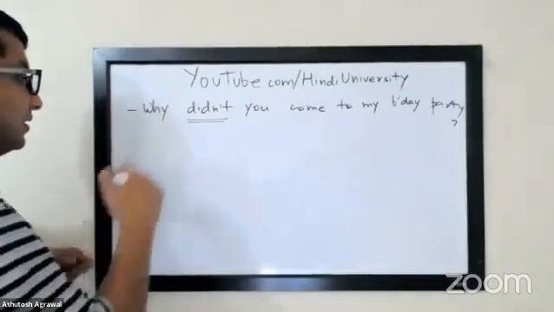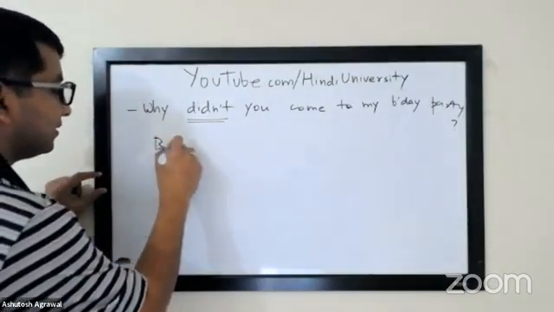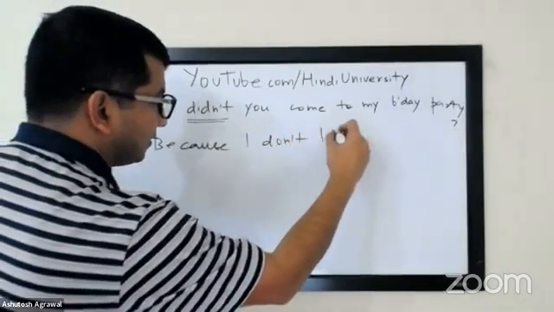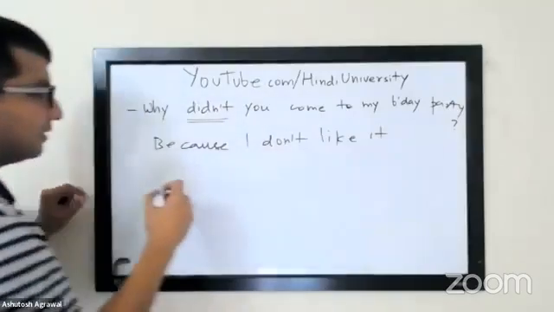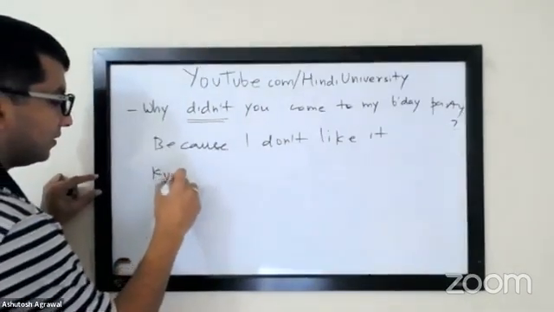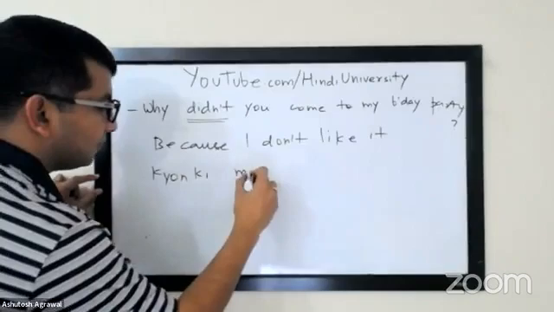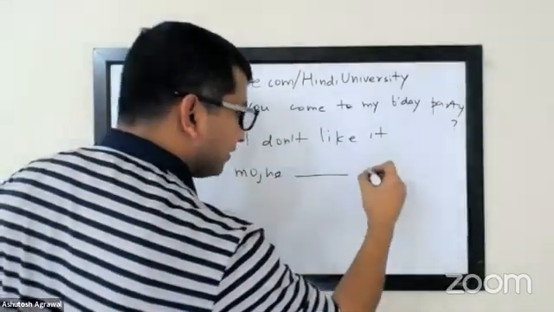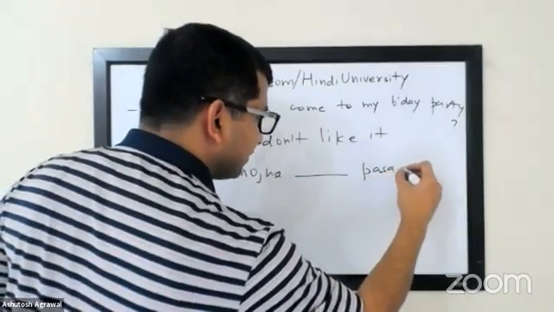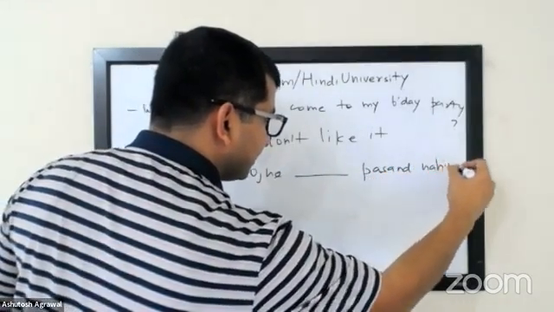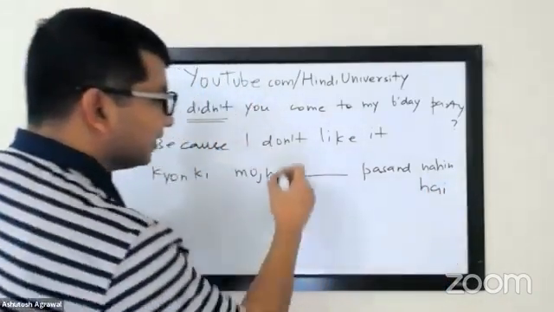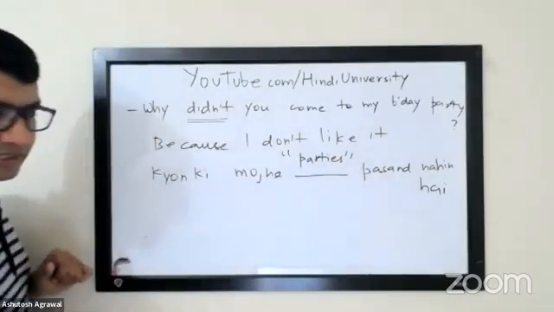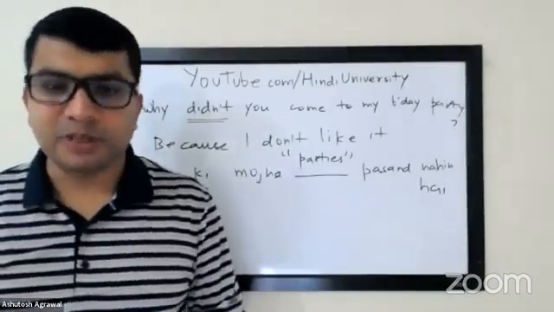Okay, awesome. Because, क्योंकि मुझे पसंद नहीं है. Okay, very good. मुझे पसंद नहीं है. Awesome. And you can simply say क्योंकि मुझे parties पसंद नहीं है. Because I do not like parties. Right? क्योंकि मुझे पसंद. Yes.